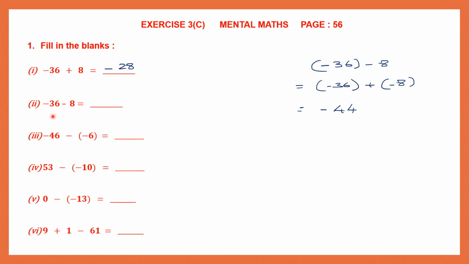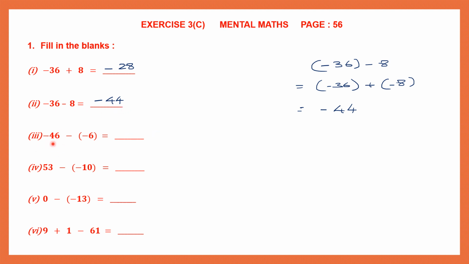But in mental math, we have to do it in a single step. So all you have to do is look at the two signs. Signs are the same. Put the same sign and add. 36 plus 8 is 44. So we get negative 44. So this is when you are required to do more steps and more marks are allocated. Whereas here, this is mental math, so we do it in a single step.